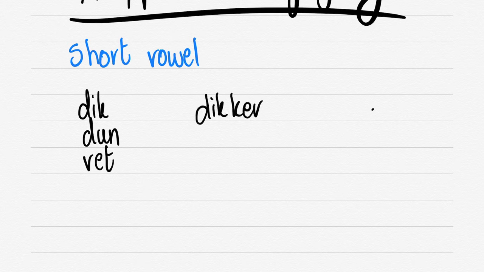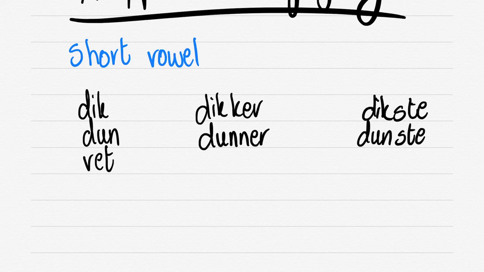We're looking at short vowels, dik, dun, and vet. Dik becomes dikker, and then dikste. Dun, dunner, dunste. Vet, vetter, vetste.